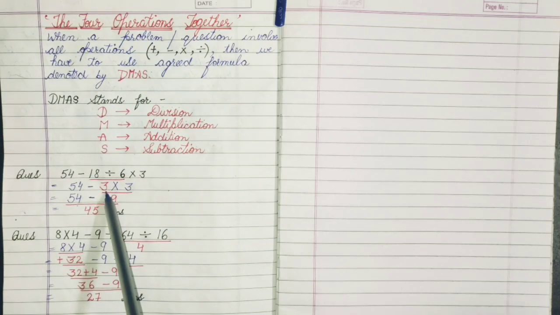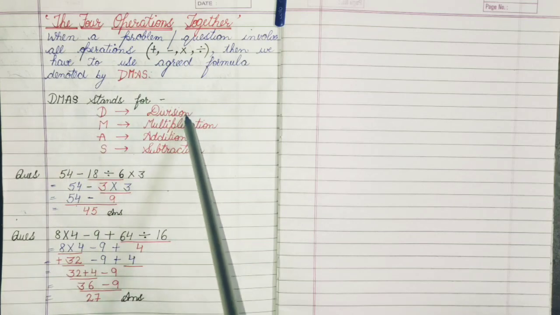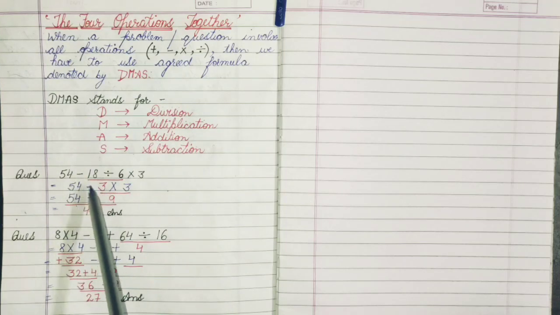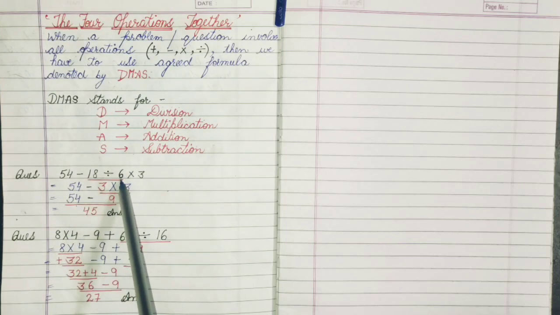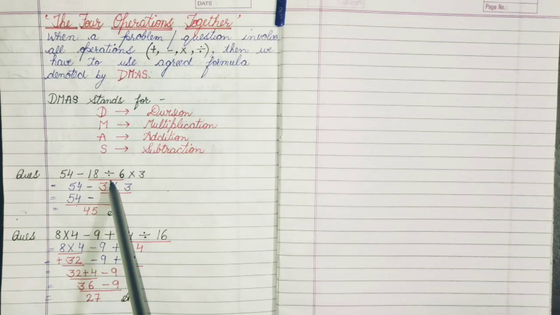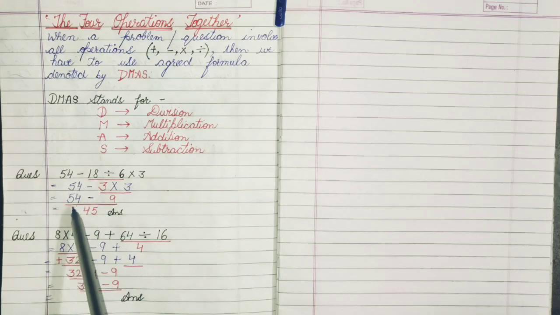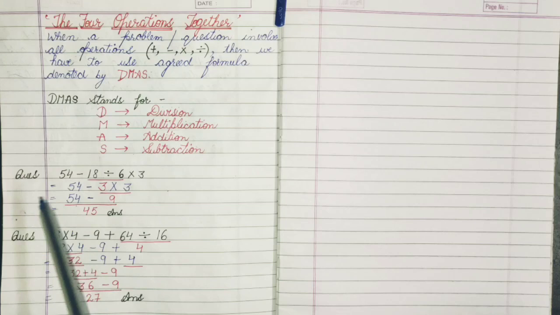This is our first step, where we have to solve the division. And while solving the division, first of all we will underline it, and after underlining, we will write its answer below it. Right. Second step is to copy all the numbers from the question.